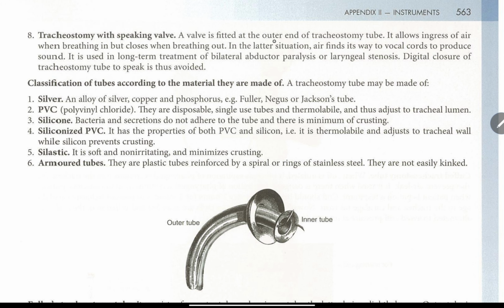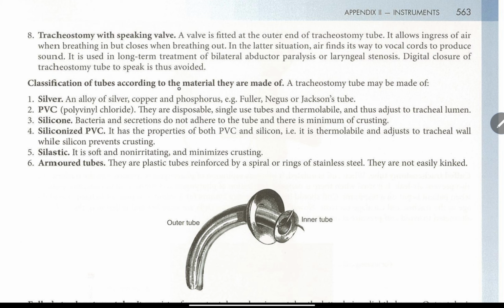A valve is fitted at the outer end of the tracheostomy tube. It allows ingress of air when breathing in but closes when breathing out. In the latter situation, air finds its way to vocal cords to produce sound. It is used in long term treatment of bilateral abductor palsy or laryngeal stenosis. Digital closure of tracheostomy tube to speak is thus avoided.